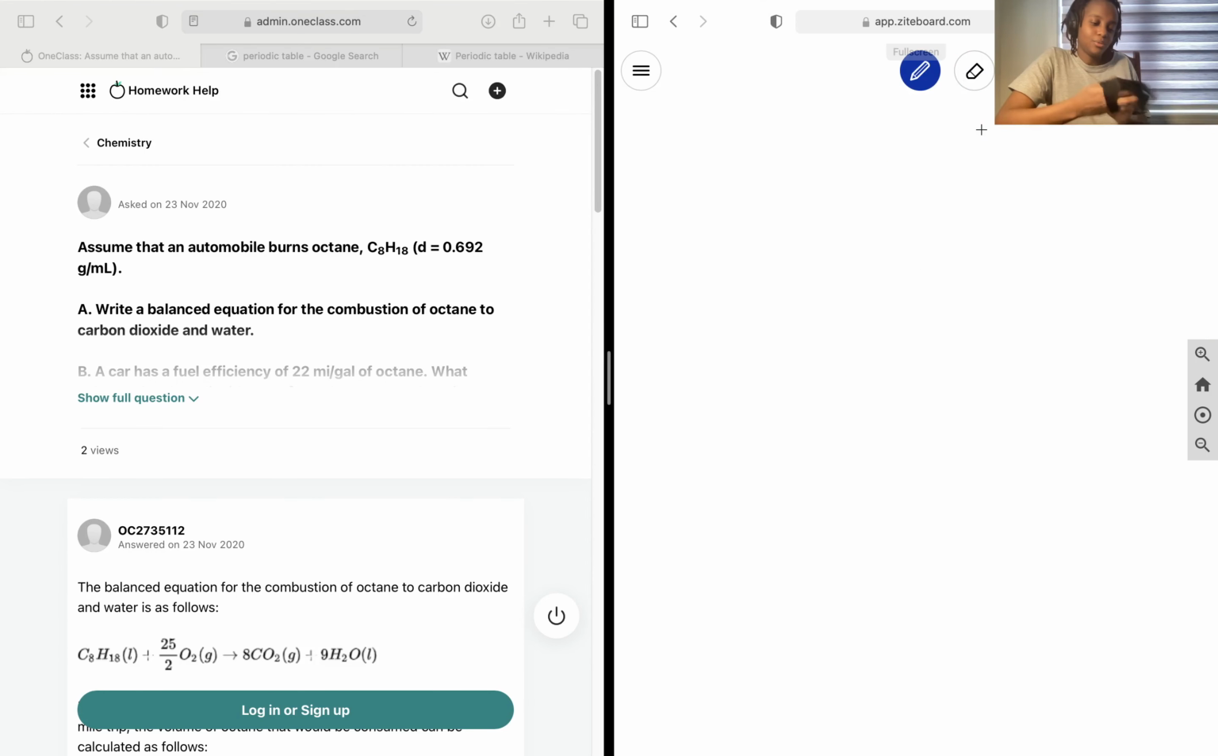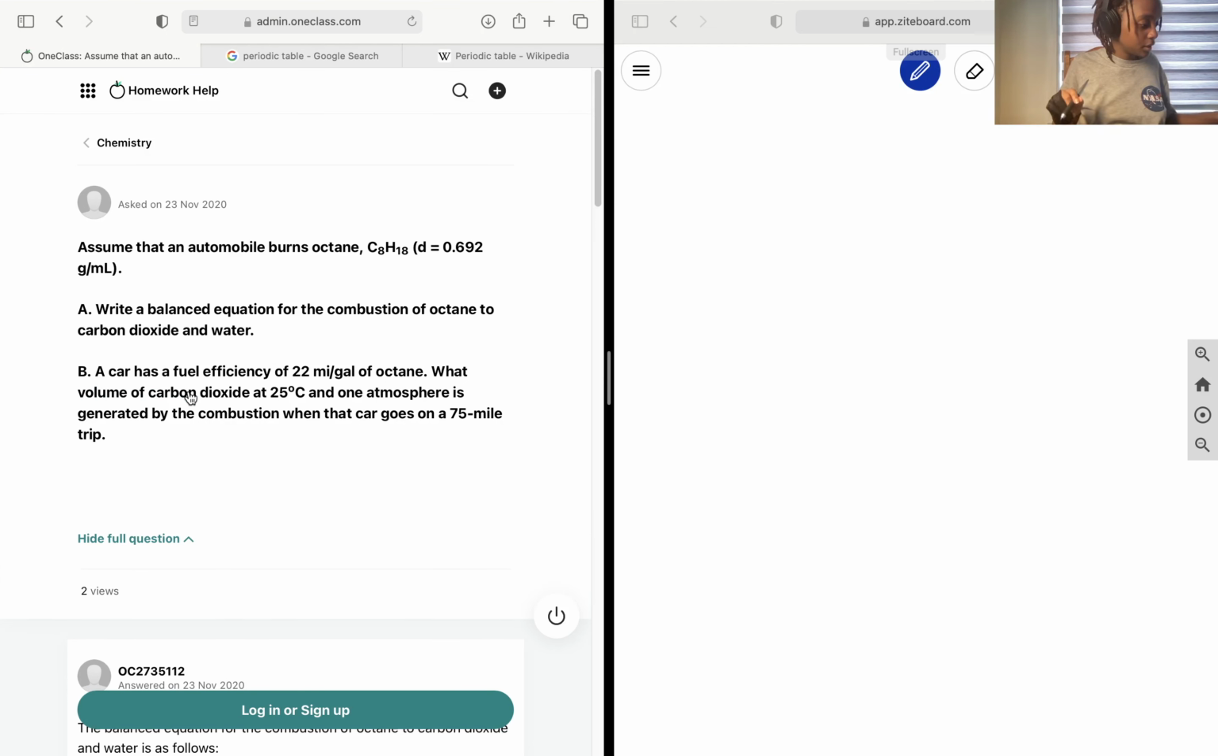Okay, this one is an interesting one because it applies to the real world a bit more, especially in today's age of climate change. So assume a car burns octane with a density of 0.692 grams per milliliter. Write a balanced equation for the combustion of octane to carbon dioxide and water. And if a car has a fuel efficiency of 22 miles per gallon of octane, what volume of carbon dioxide at 25 degrees Celsius in 1 atmosphere is generated by the combustion when that car goes on a 75-mile trip?